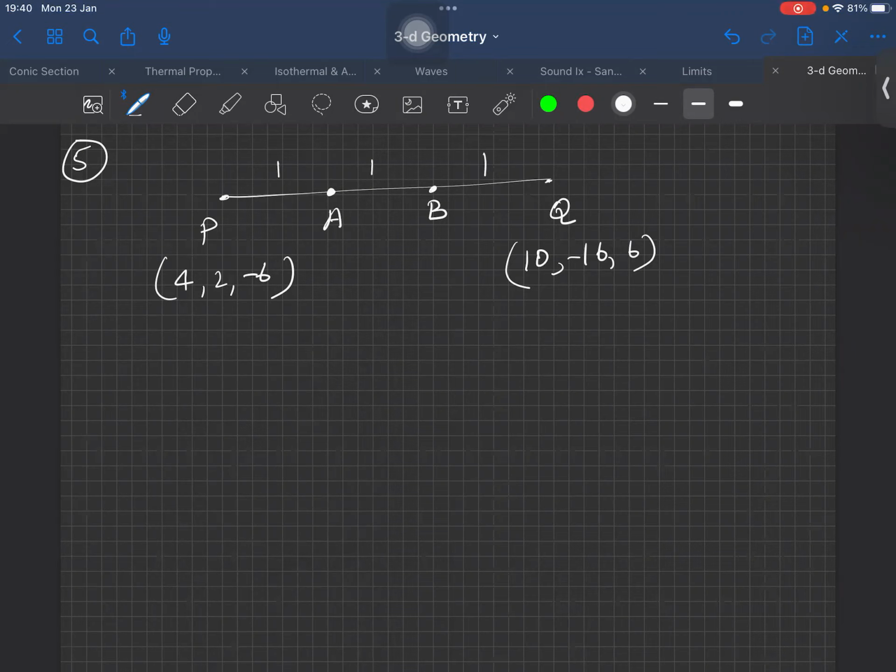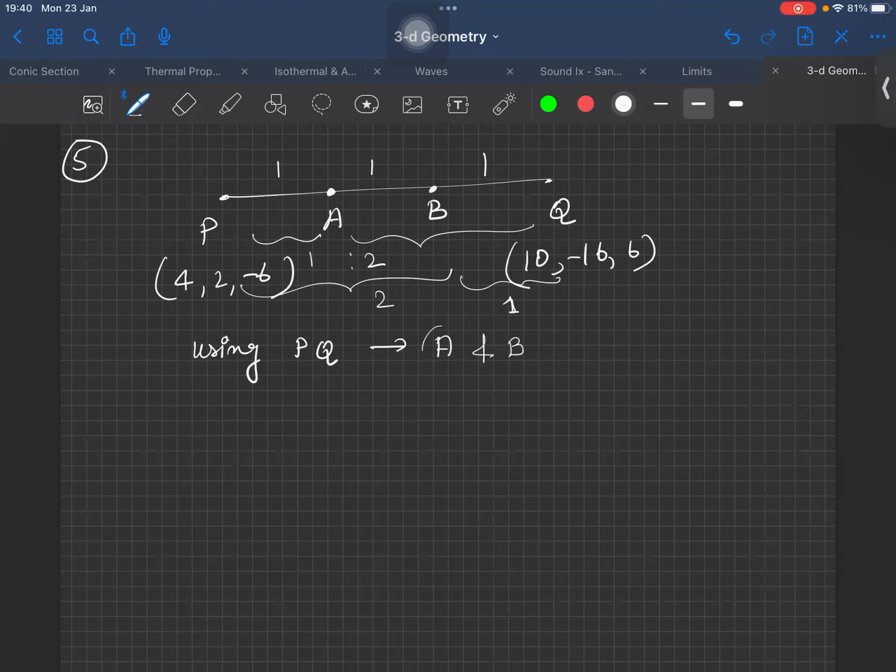Using P and Q, you can find point A, because this ratio will become 1:2. Similarly, this ratio will become 2:1. So hopefully you can find the coordinates of A and B. Okay, so I think all the problems are really easy in this. You just have 2 formulas in this chapter, right? One is your section formula and one is your distance formula.